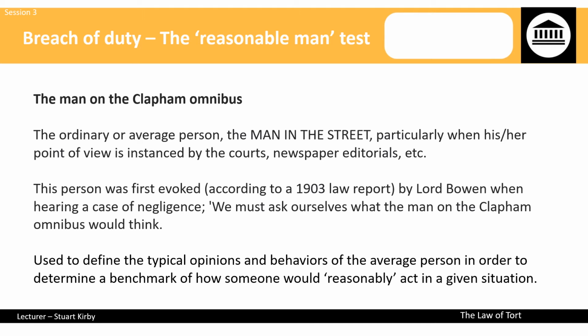Just to clarify, omnibus is basically a bus, someone commuting to work out in South London, I think it was Clapham, yeah, and typical commuters. It was about what is deemed as reasonable behaviour, and reasonable behaviour is kind of associated with ordinary or average people, and that's what this test is about. So it's used to define the typical opinions and behaviours of the average person in order to determine a benchmark of how someone would reasonably act in a given situation.